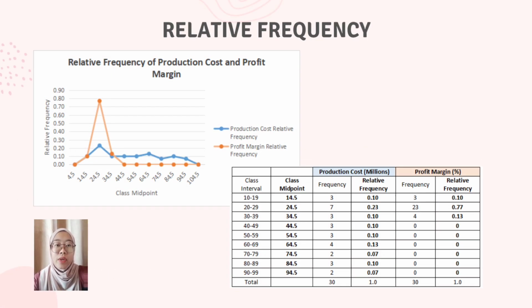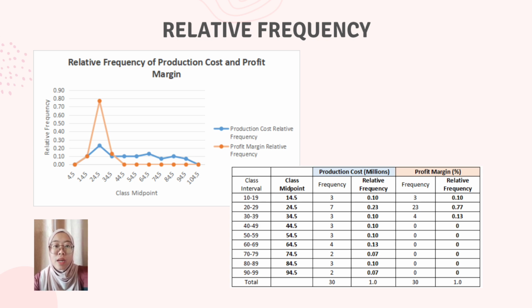Firstly is relative frequency. Relative frequency is the proportion for each value relative to the total. For this relative frequency, I use the polygon graph to make a comparison between production cost and profit margin.